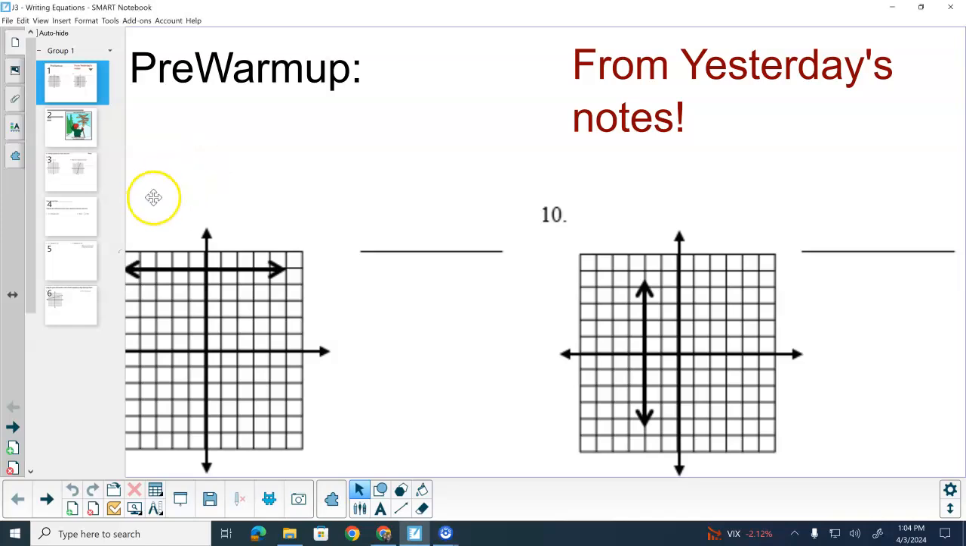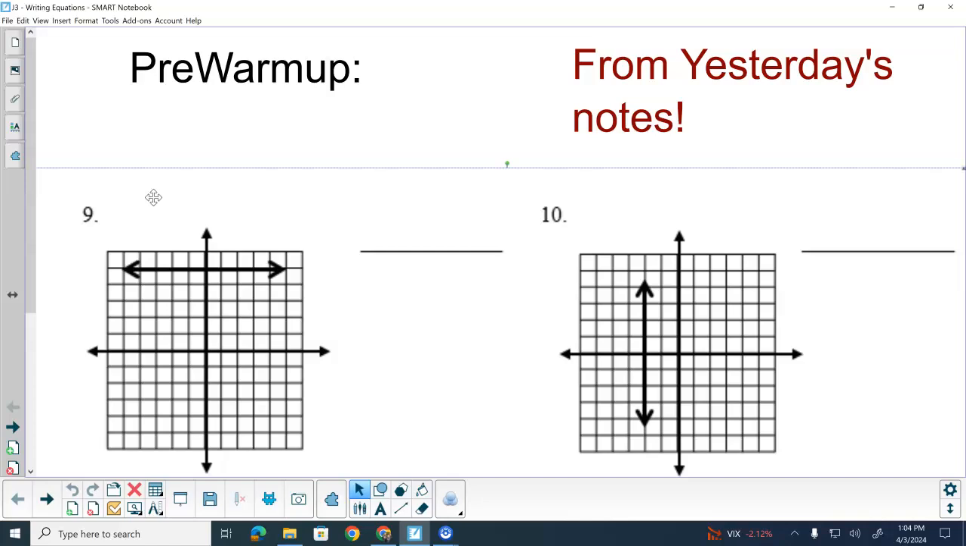So a warm-up for the warm-up. Come on, there we go. A warm-up for the warm-up today. Okay? So this is actually in yesterday's notes.